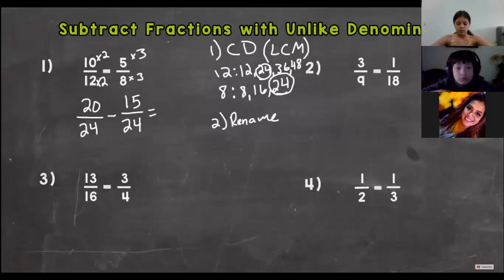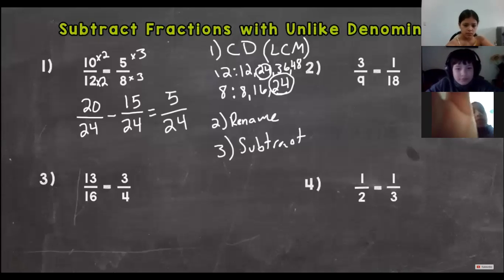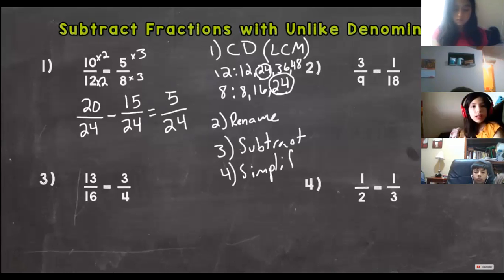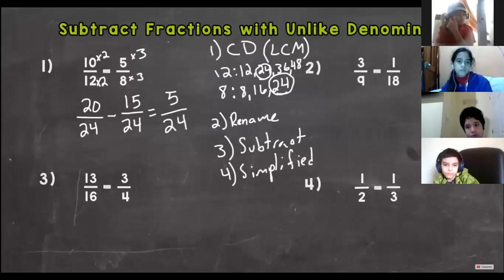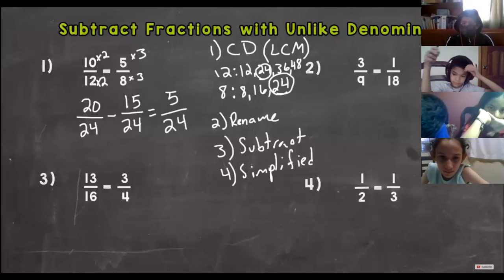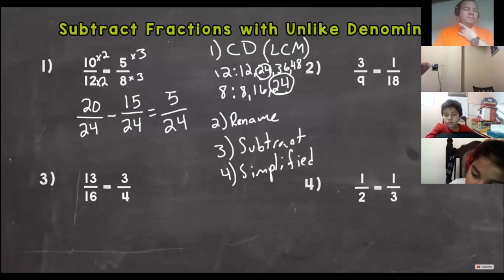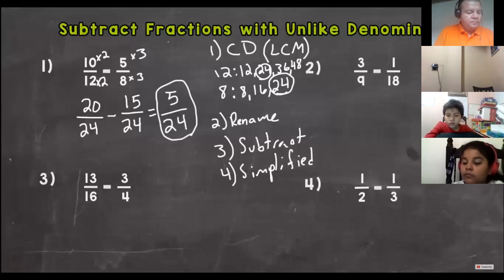So now our last step, after we rename, we subtract. And 20 minus 15 is 5. Keep your common denominator, which is 24, and then you check if it can be simplified. Now, just like the addition video, none of these can be simplified out of these 4 problems because we're just working on the process of subtracting. So we will throw simplifying in at a later time. So 5/24, the only common factor between 5 and 24 is 1. So that means we are done. 5/24.